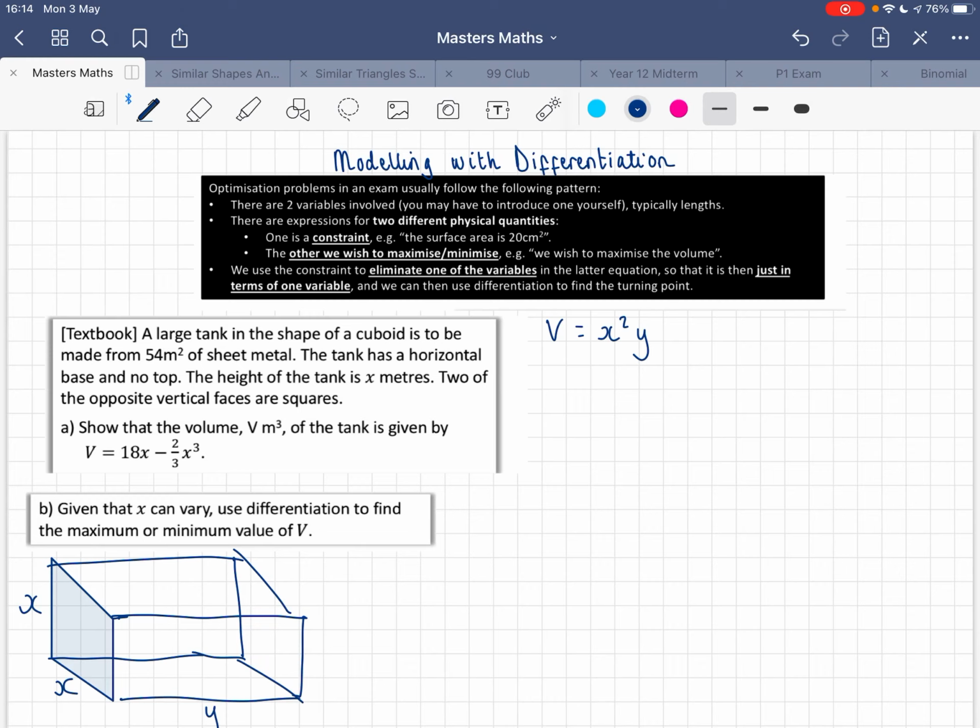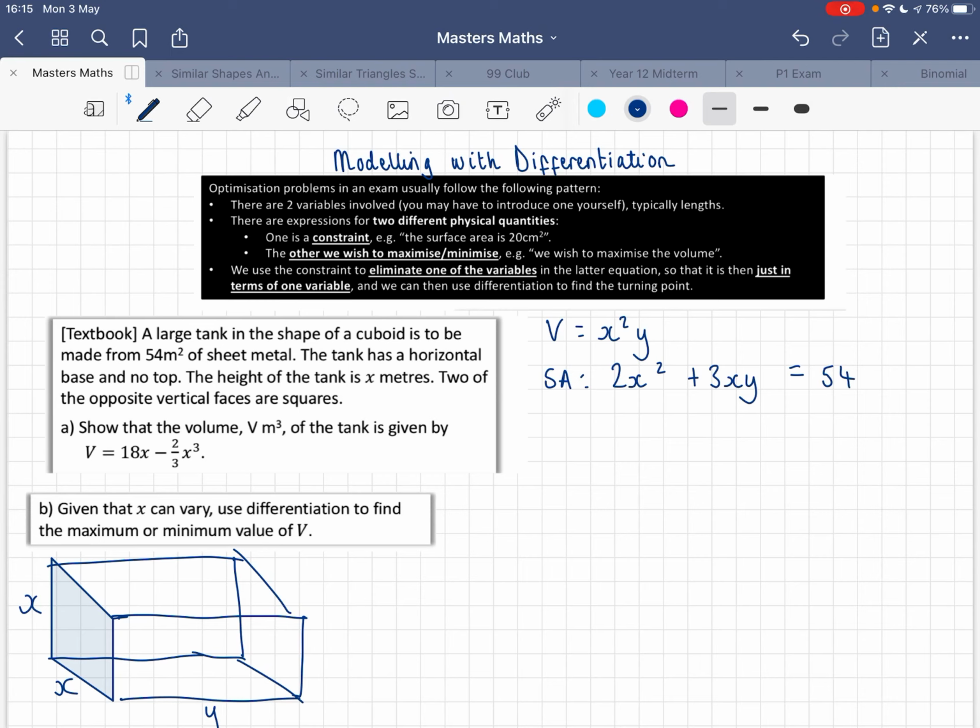So you've got the 2 squares either side, which would both have an area of x squared, so you've got 2x squared. Hang on, just write it out. You've got the front and the back, which would both be xy, because the height is x and the base is y. And in fact, the base would be xy as well. So we've got 3xy. So that is our expression for the surface area, and we know that that is equal to 54.